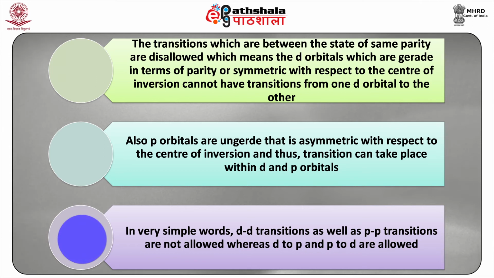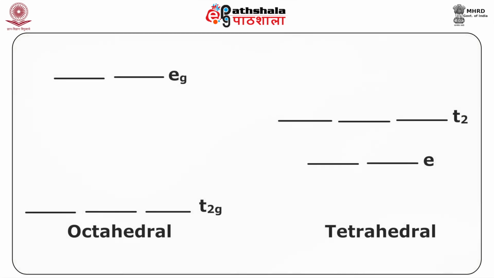In very simple words, dd transitions as well as pp transitions are not allowed, whereas d to p and p to d are allowed. In the case of tetrahedral complexes, the situation is opposite, since they do not possess a center of symmetry, and thus the transitions occurring are not subject to the Laporte forbidden rule. Because of this, these transitions are more intense in color in comparison to the octahedral complexes.